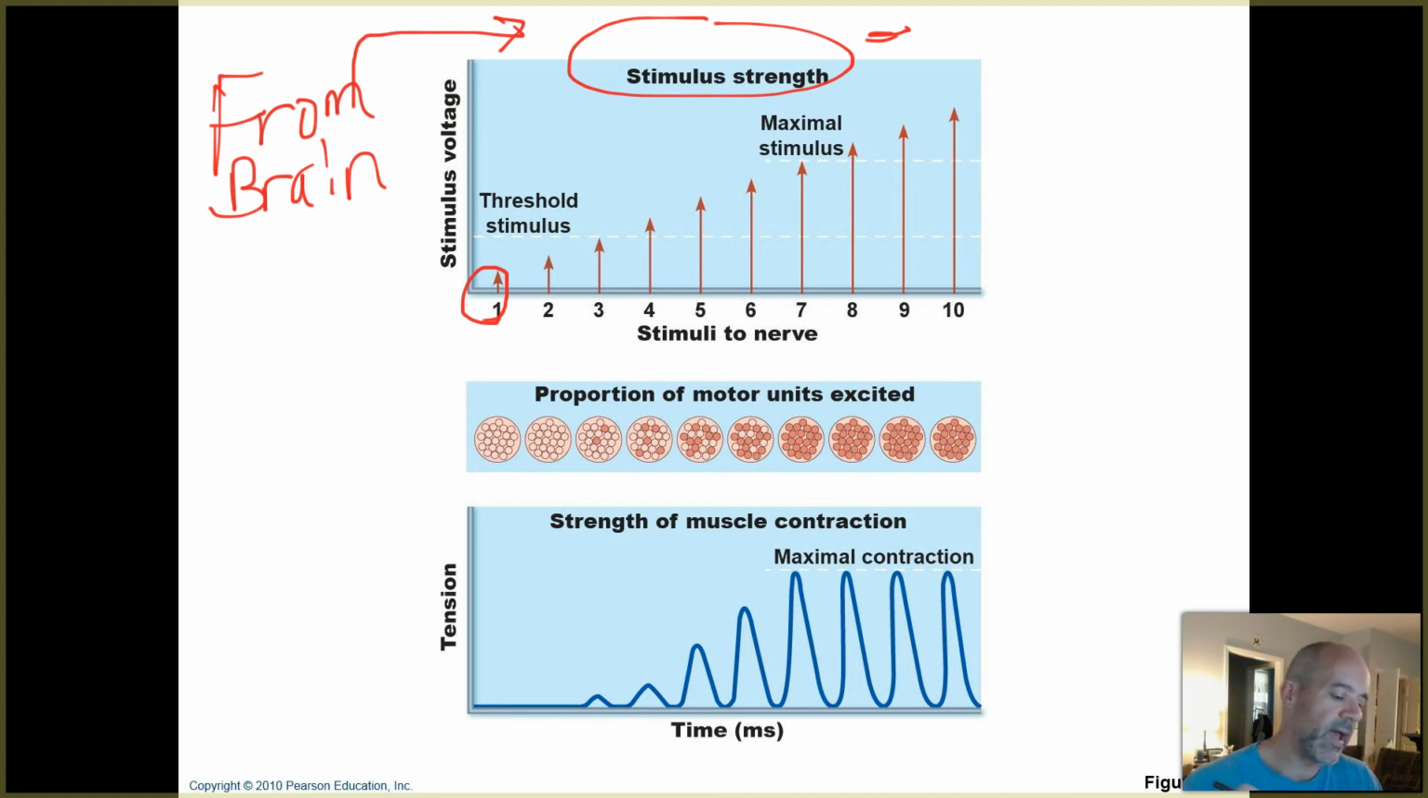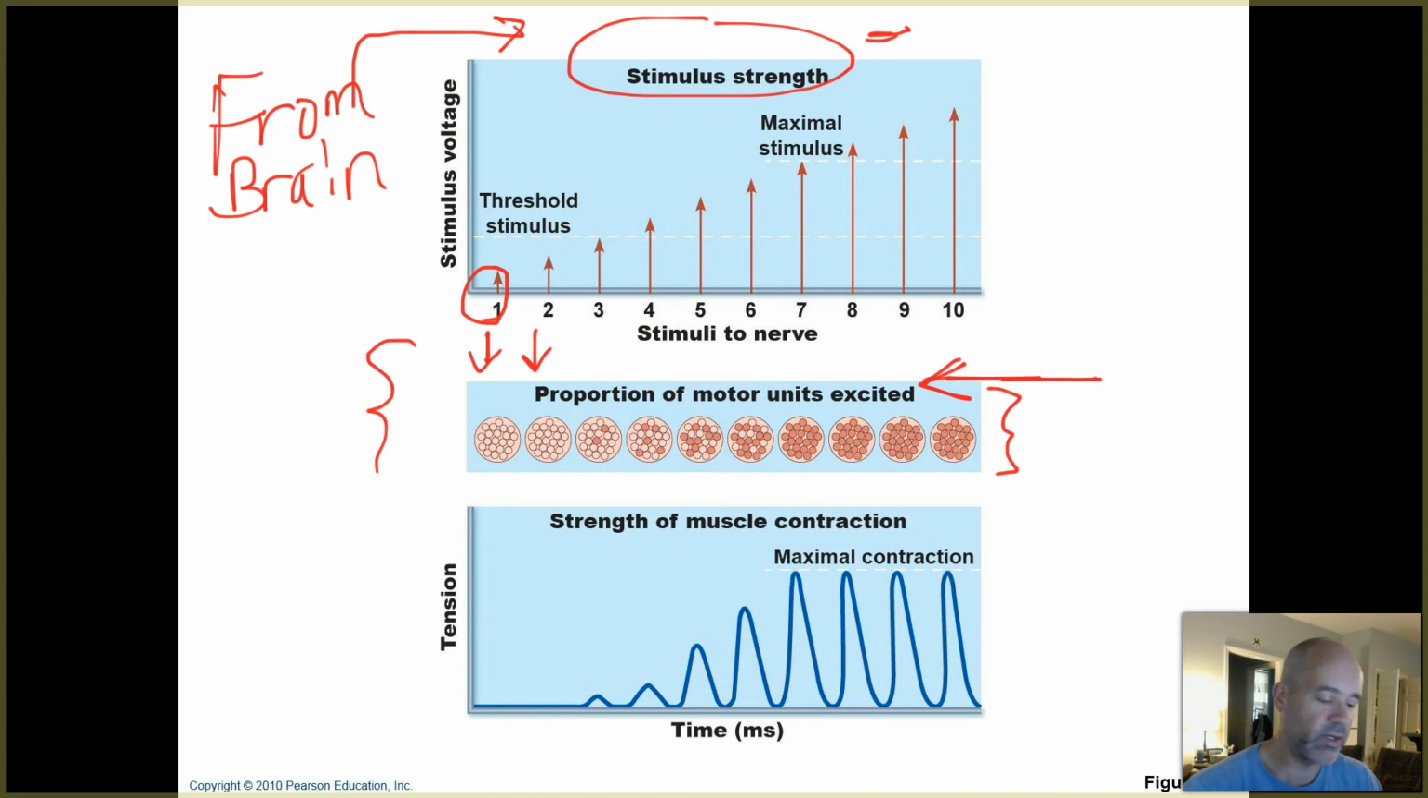And what they're trying to show you down here is that as you get more and more and more stimulation from the brain, you get more and more and more motor units within that skeletal muscle excited. They're becoming excited. That means that the muscle fibers do excitation contraction coupling.